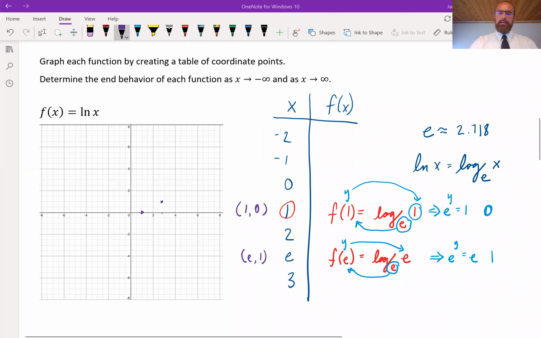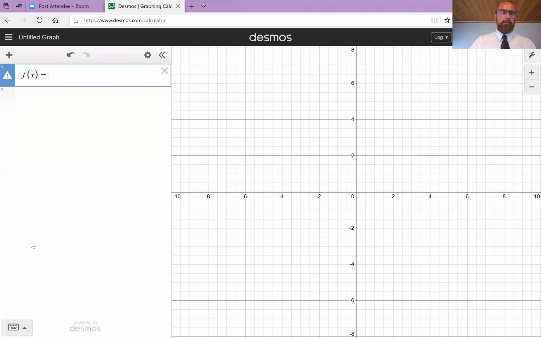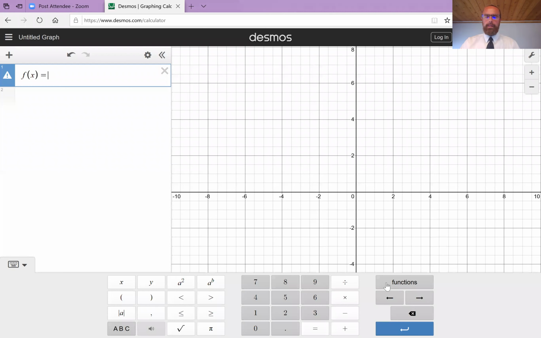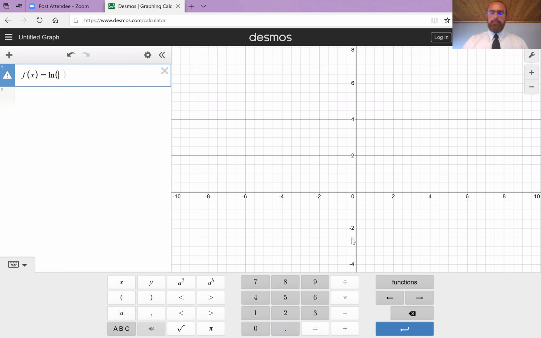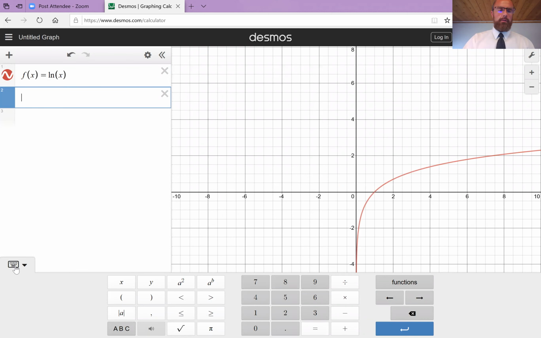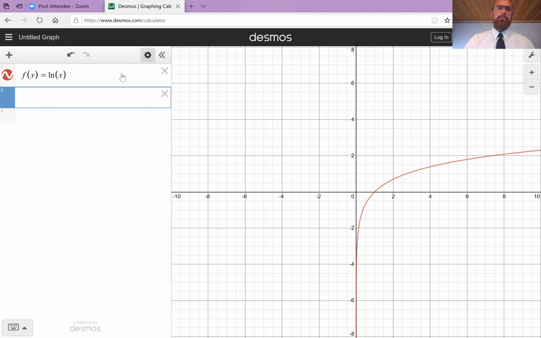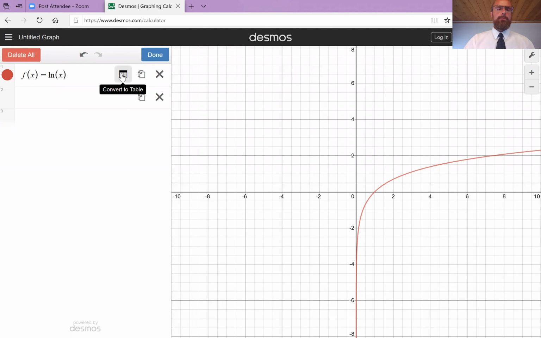And I'm going to type in that function, f of x equals, and I can grab, if I go down to the keypad and expand it, and select the functions button over here to the far right, natural logarithms in the miscellaneous tab, ln of x, and I'm going to disable the keypad and create an edit list, convert it to a table.